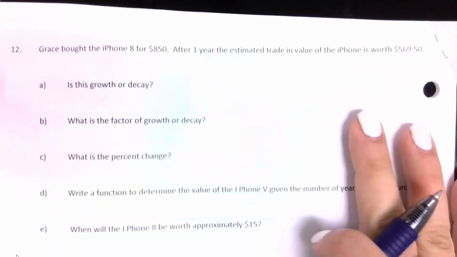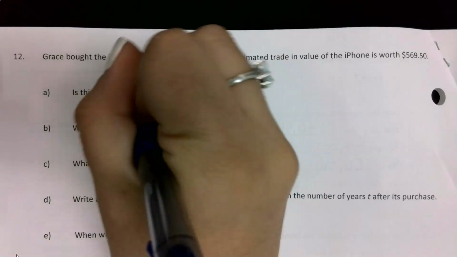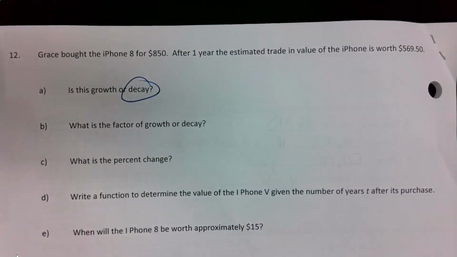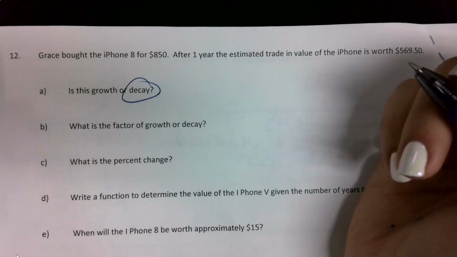Okay, one last problem on the back. It says, Grace bought the iPhone for $850. After 1 year, the estimated value of the phone is worth $569.50. Is this growth or decay? Decay, because the value is going down. What is the factor of growth or decay? So, I want to set this up.